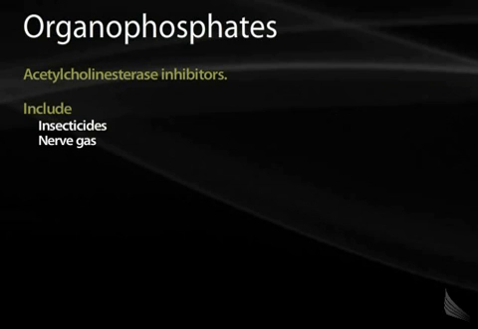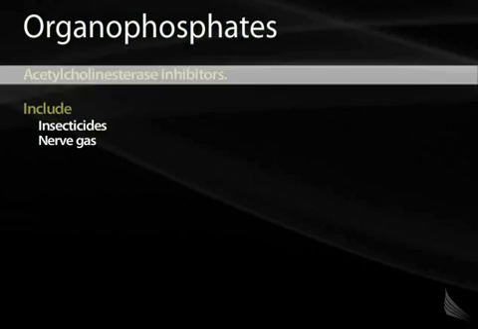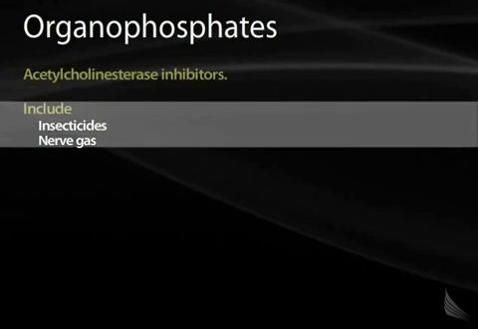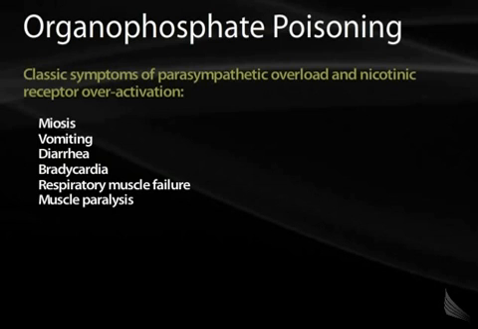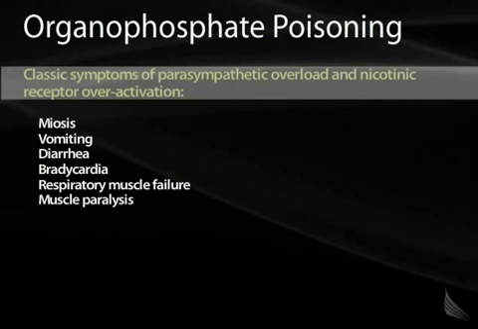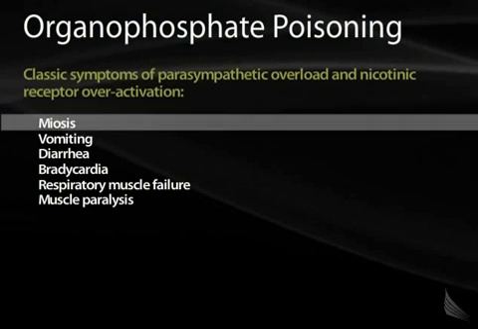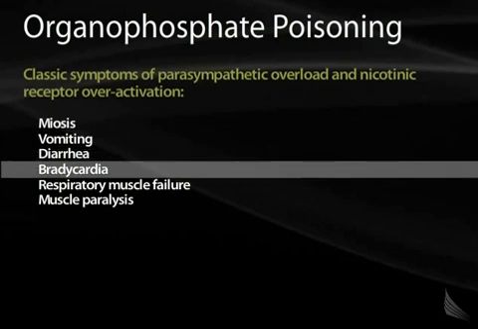Organophosphates we've already talked about pretty extensively. They are actually acetylcholinesterase inhibitors. They include insecticides and nerve gases. Remember the signs of organophosphate poisoning for the test, including meiosis, vomiting, diarrhea, bradycardia, basically acetylcholine overdose.